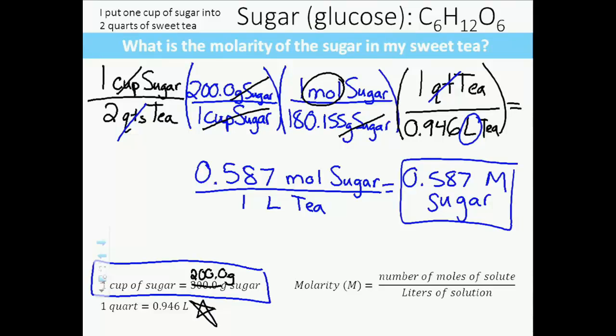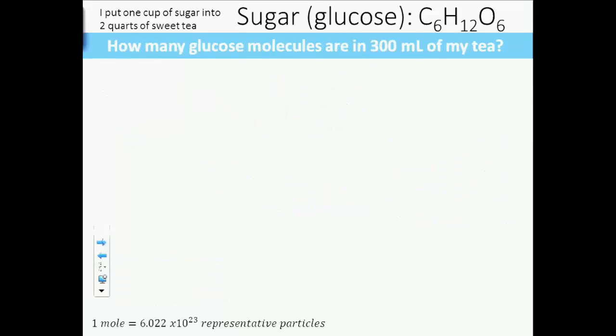So if you were to ask the question, what is the concentration of sugar in my tea? It is 0.587 molar. What's important about this is typically the way chemicals are given in industry and anything that chemists have created basically, they'll use molarity. Sometimes they'll also use grams per mil, but the majority of the stuff will be given as a molar amount. So once we have that, we can then look at answering this question: how many glucose molecules are in 300 milliliters of my tea?